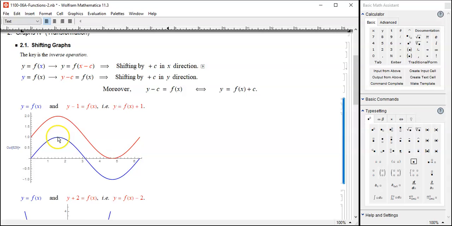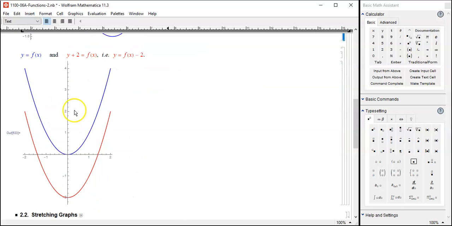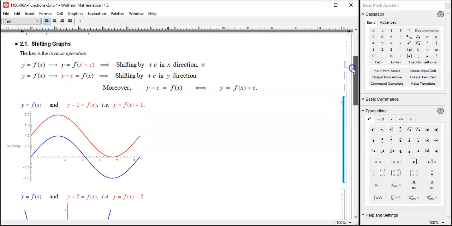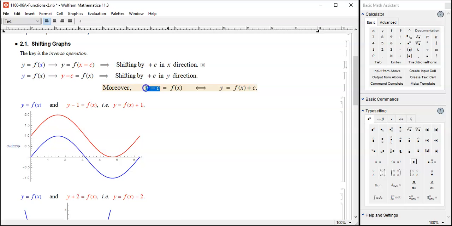So, I'm moving 1 unit up, or plus 1 unit in y direction. So, we have y minus 1 equals f of x. Here, I'm moving 2 units down, or negative 2 units in the y direction. So negative 2, so inverse y plus 2. And then after that, moving this minus c to the other side, ready for the next operation.